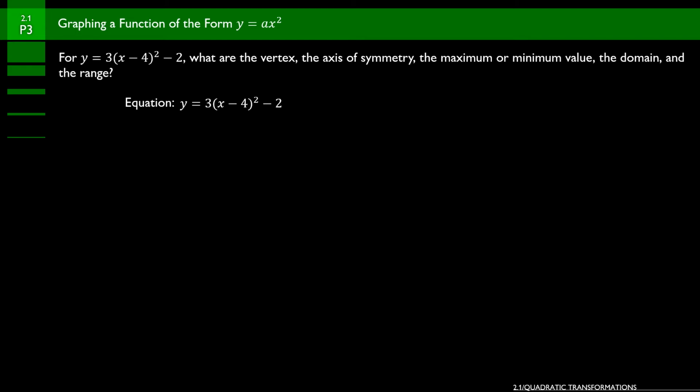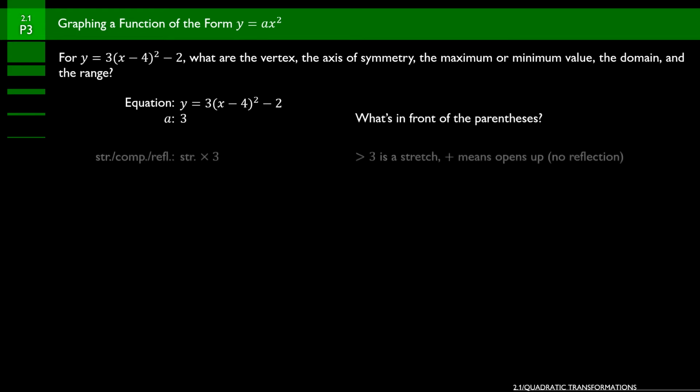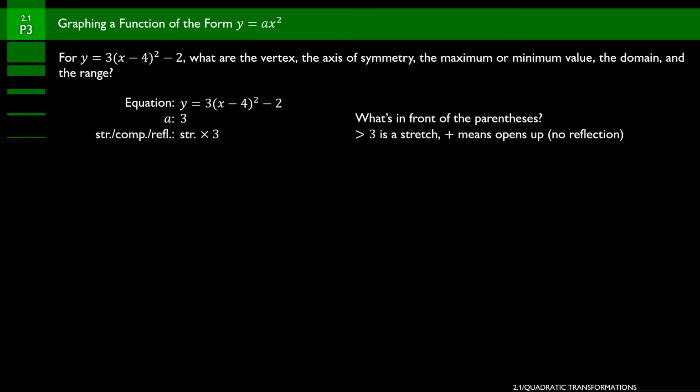So the first thing we've got to do is figure out what is in front of the parentheses. And so that means that the a value is 3. Then we're going to determine that since 3 is greater than 1, we have a stretch. Since the 3 is positive, that means that it opens up. We're not going to have a reflection. Now, the next thing we look for is the h value. And what's inside of the parentheses is -4. So we're going to go the opposite of that, and we're going to say that the h value is 4. Then the k value is going to be -2, which is the same as what you see in the equation.